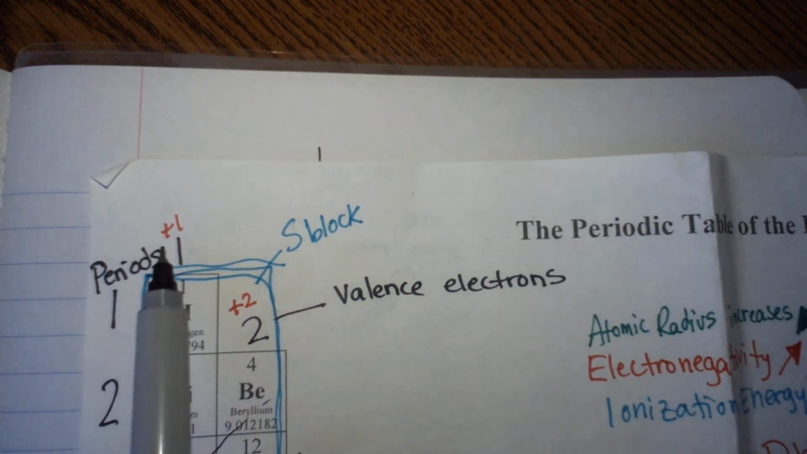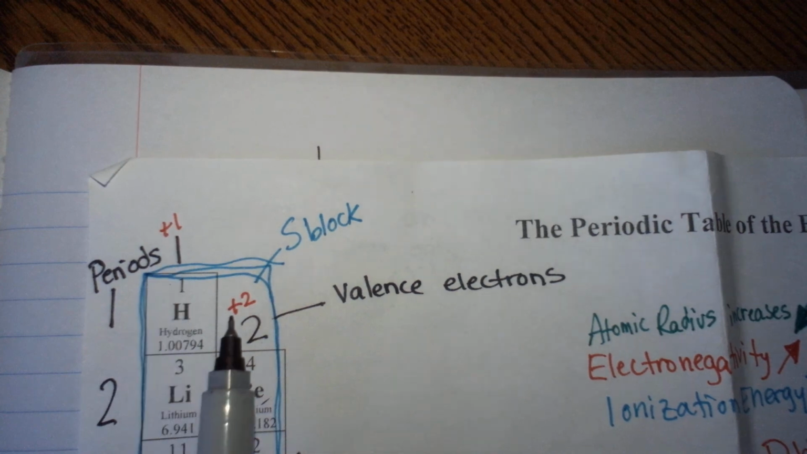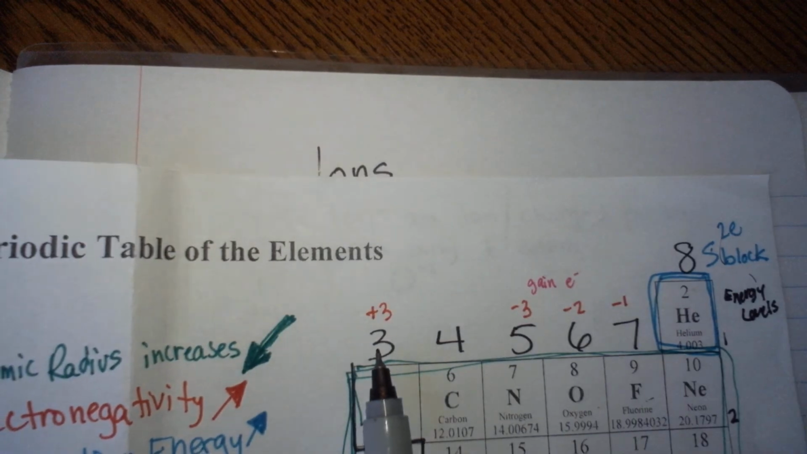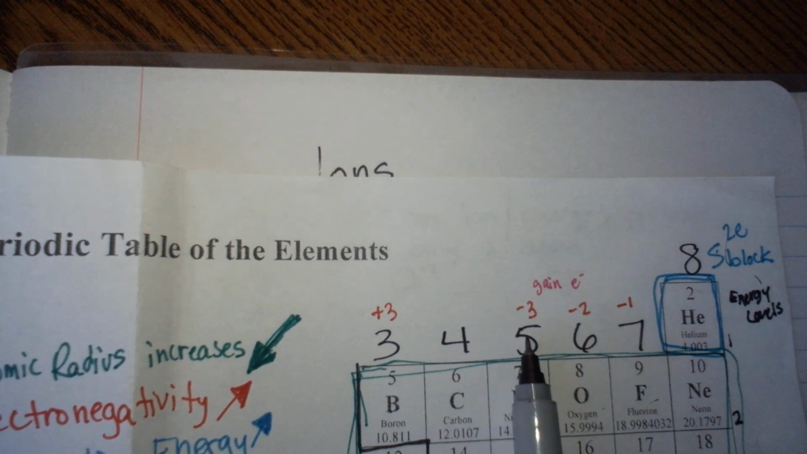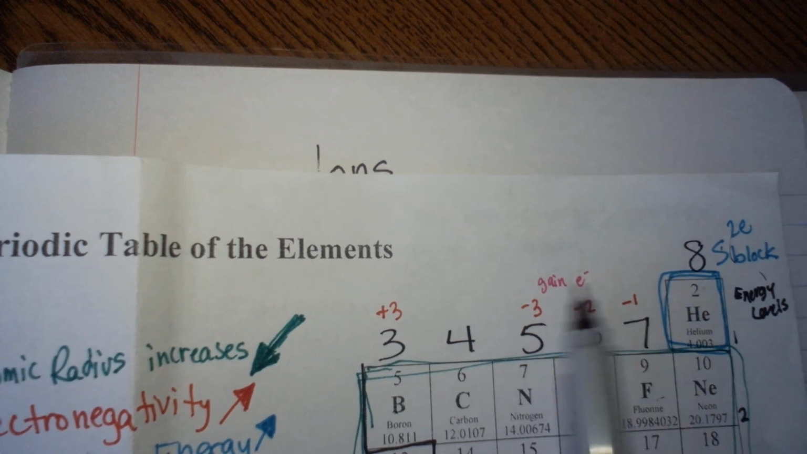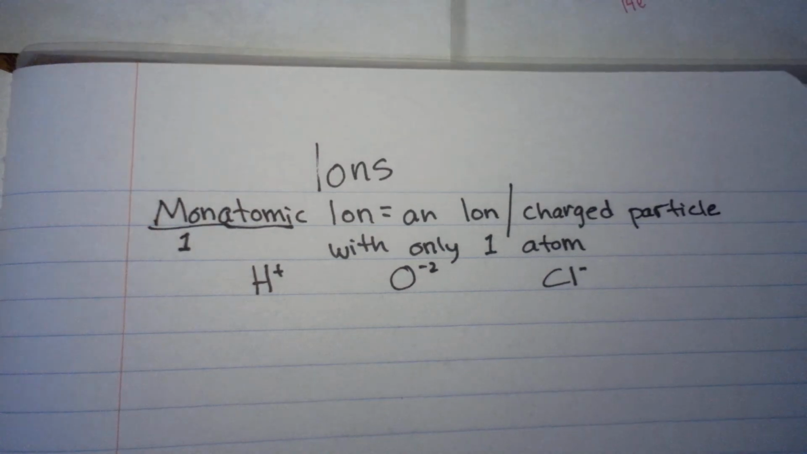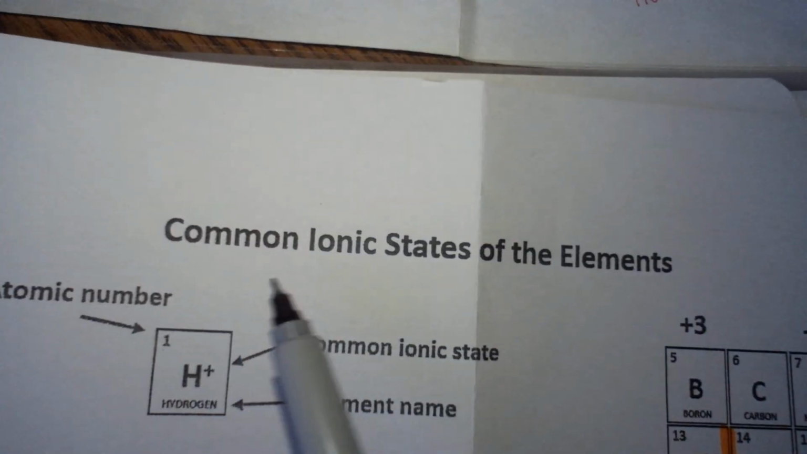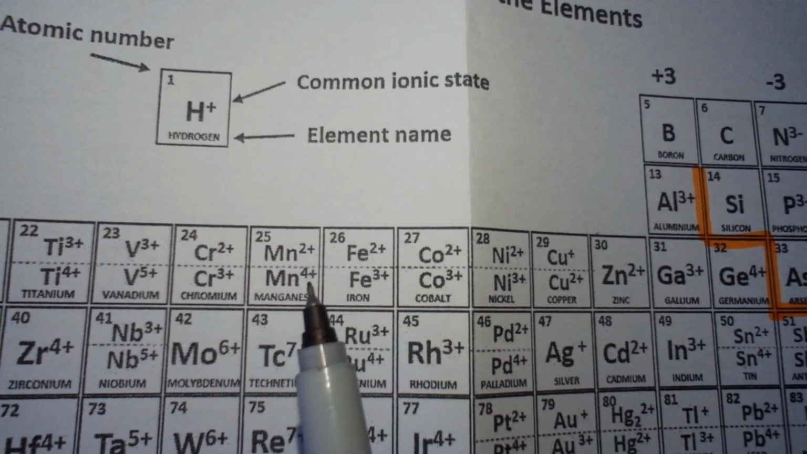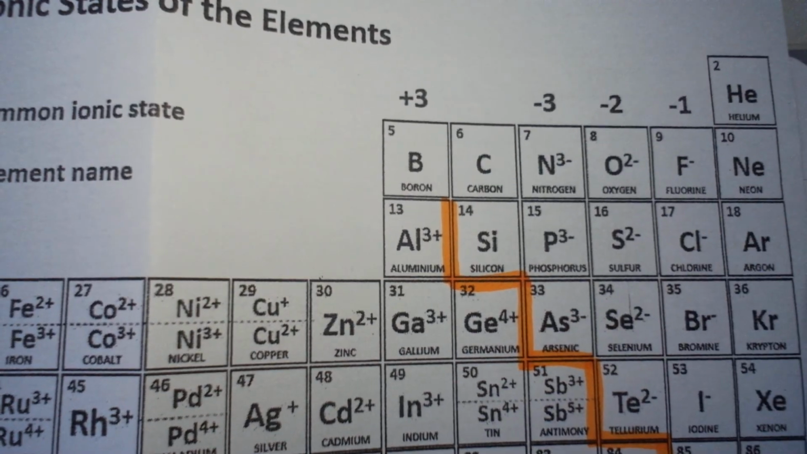If we remember our periodic table from the previous notes, we added the plus sign, because we're going to lose 1 electron, 2 electrons, 3 electrons, or gain 3 electrons, 2, or 1 electron to make those ions so that they can get closer to the noble gas configuration. So that is how we'd find them. Or we could look at our ultra cheat sheet, common ionic states of elements, and consider any single atom that has a charge on it to be a monatomic ion.